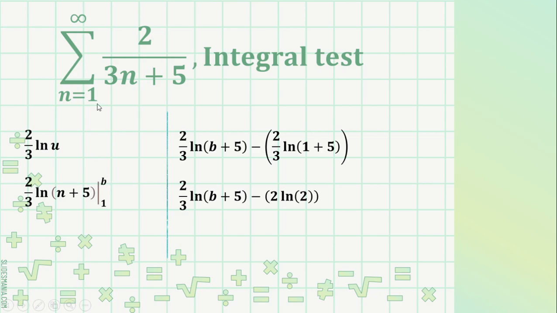Then we evaluate from 1 to b: 2 over 3 ln of 3b plus 5 minus 2 over 3 ln of 3 plus 5, so it becomes 2 over 3 ln of 3b plus 5 minus 2 ln 2. And how do we get the 2 ln 2? We know 2 over 3 ln of 3 plus 5, where 3 plus 5 is 8, so it becomes 2 ln 2.